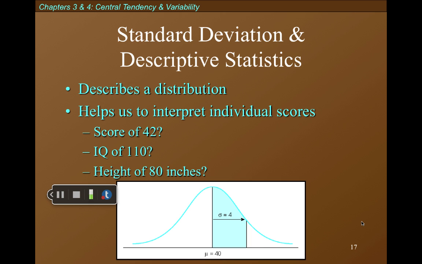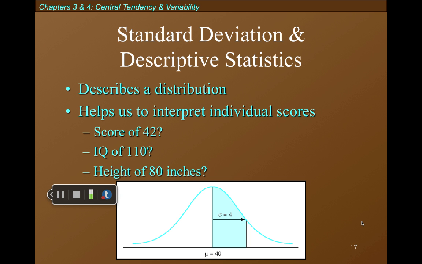So let's look at how we use standard deviation in descriptive statistics. It helps us to describe the distribution. It helps us to know how spread out the scores are, or how close together they are in that distribution. If we have a mean of 40 and a standard deviation of 4, the scores are not too spread out. If we have a mean of 40 and a standard deviation of 8, we're going to show that the scores are quite a bit more spread out.